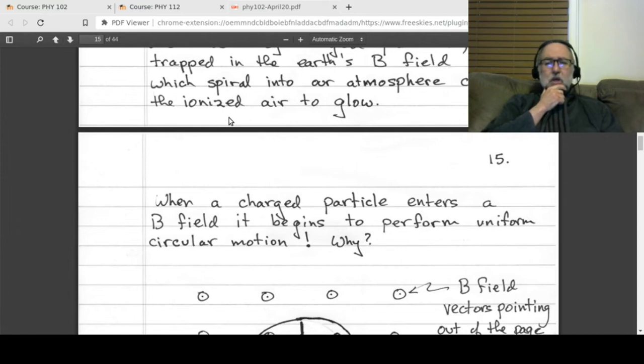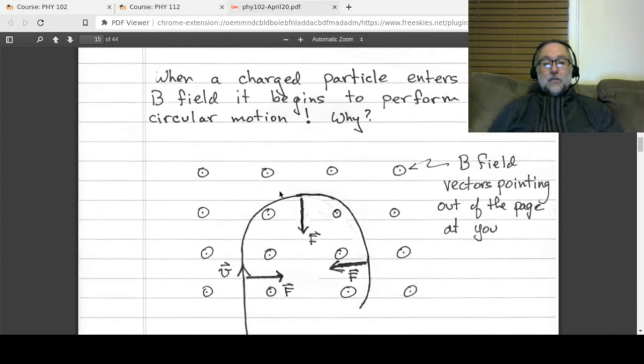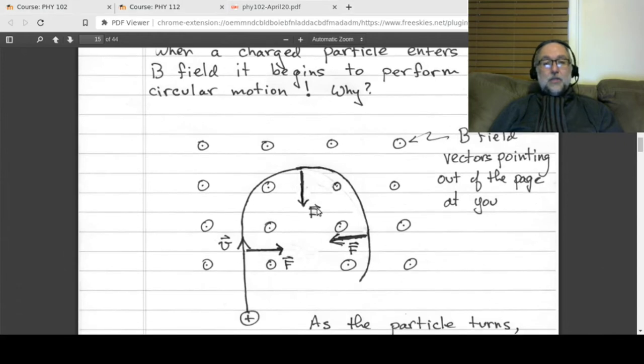The charged particles don't just get deflected by the field. They go in, and they do get deflected by the field, but they don't get deflected just once. They keep getting deflected in such a way that they're always going in a circle. And so that's what's happening when these charged particles from the solar winds get trapped inside of the Earth's magnetic field. They start to spiral. They start to loop like that, okay? And why do they do that? That's what this diagram is trying to show.